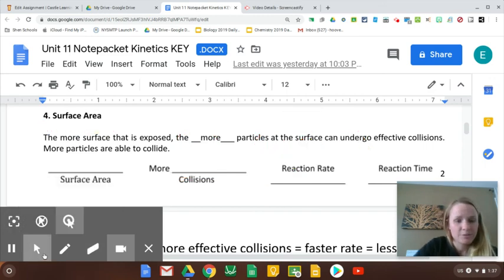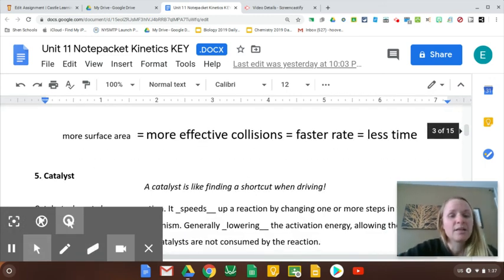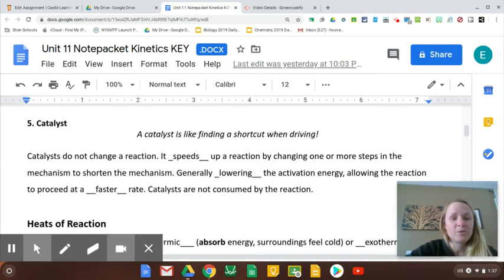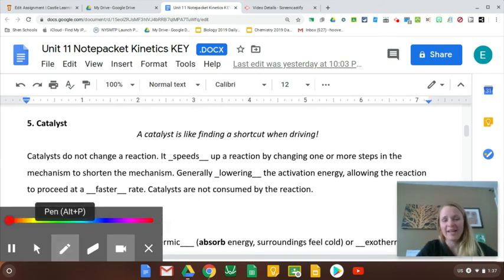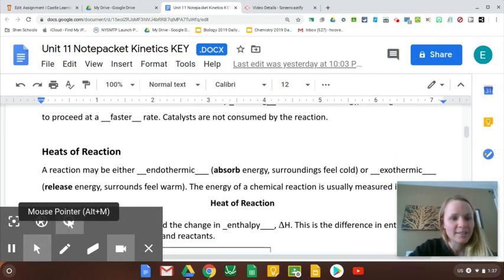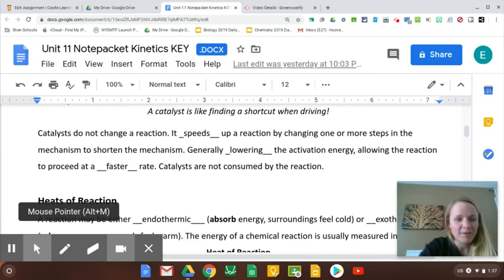And then our last one is a catalyst. So a catalyst, you learned in biology, is like an enzyme that makes a reaction happen faster. Remember, we made cheese faster and we tested lactase. And the big thing you have to know about this is that it gives it a faster rate.